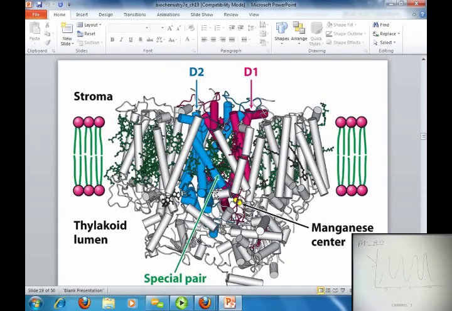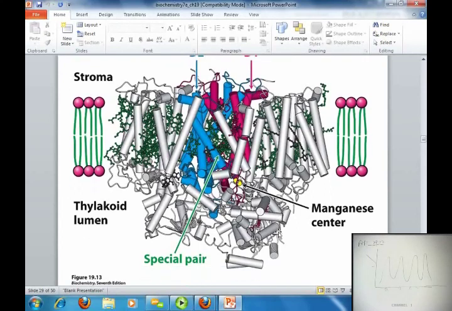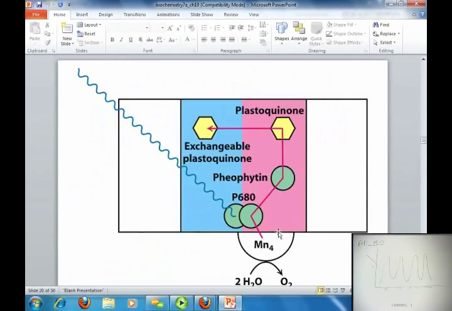And here is the manganese, and this is another cartoon showing how these atoms are arranged in the intermembrane structure. Okay, the thylakoid lumen and thylakoid membrane, stroma and everything. Again, you can see what happens in photosystem 2. Light energy, P680, manganese, water splitting at the manganese atom, and then pheophytin, and then plastoquinone, an exchangeable plastoquinone. So it is going from one side to the other.